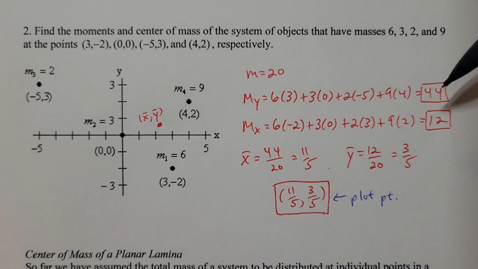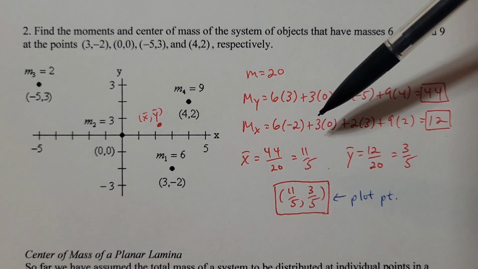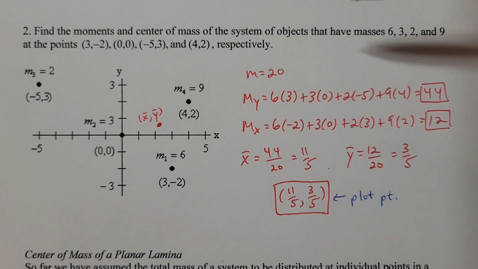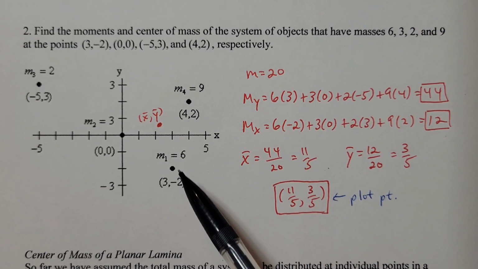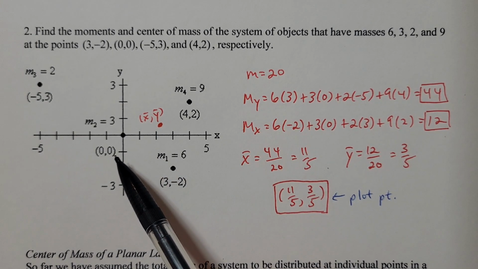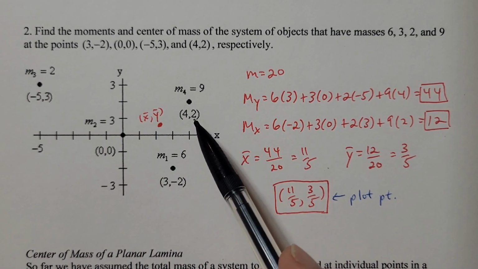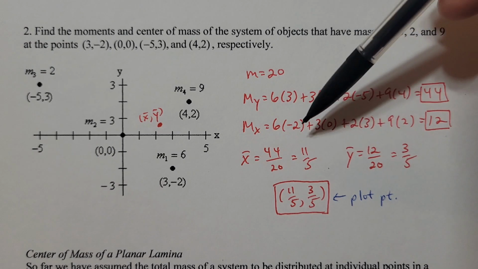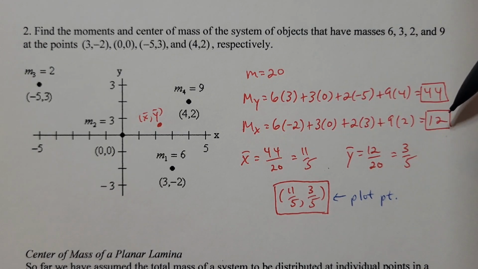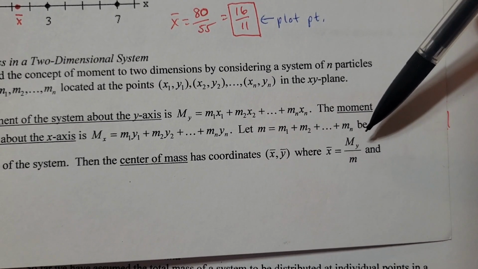The moment of the system about the x-axis is where I take each mass times the y values. So I'm going to take 6 times negative 2, plus 3 times 0, plus 2 times 3, plus 9 times 2. And when I add up those numbers, I get 12.